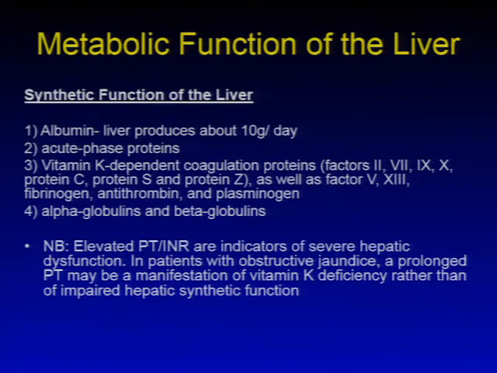We're going to go over to the synthetic function of the liver. Here are the most important synthetic functions of the liver. The liver produces albumin, about 10 grams per day. It also produces acute phase proteins. It also produces important vitamin K dependent coagulation proteins. These are factors 2, 7, 9, 10, protein C, protein S, protein Z, as well as factors 5, 13, fibrinogen, antithrombin, and plasminogen, alpha globulins and beta globulins.